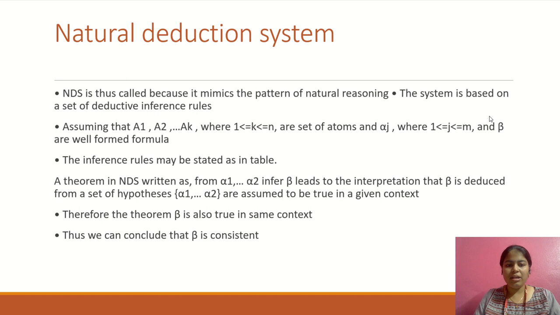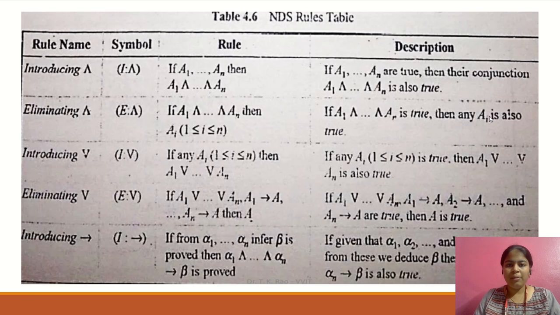A theorem in NDS written as from alpha 1 and so on up to alpha n infer beta leads to the interpretation that beta is deduced from a set of hypotheses alpha 1 and so on up to alpha n, which are assumed to be true in the given context. Therefore, the theorem beta is also true in the same context. Thus, we can conclude that beta is consistent. This is the table of NDS rules.